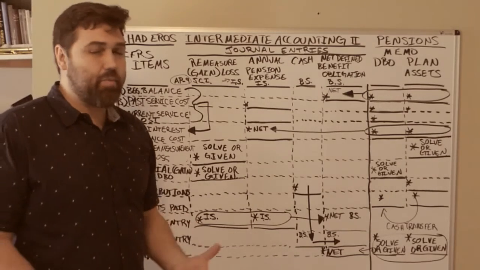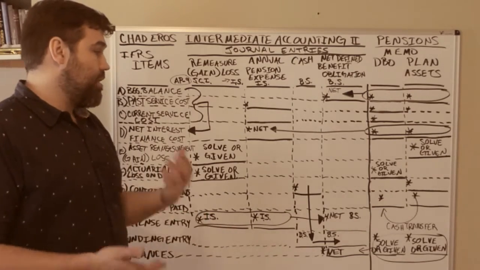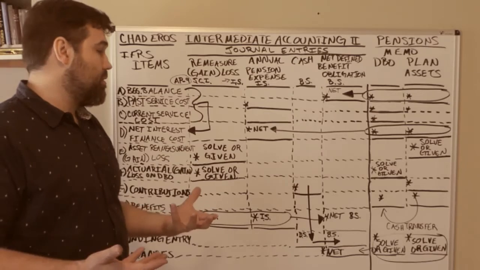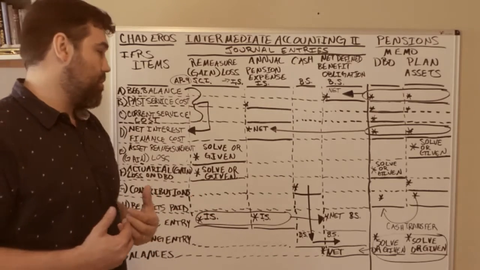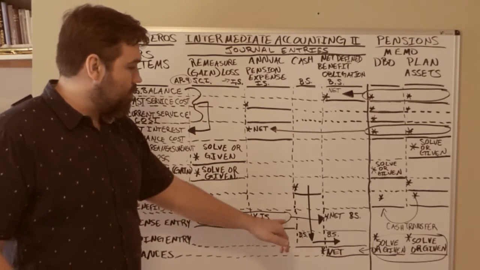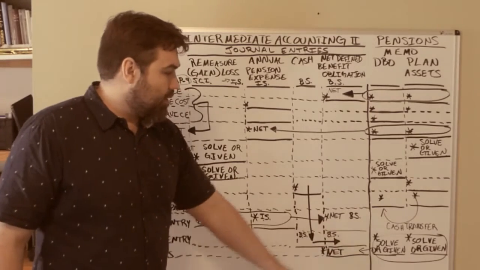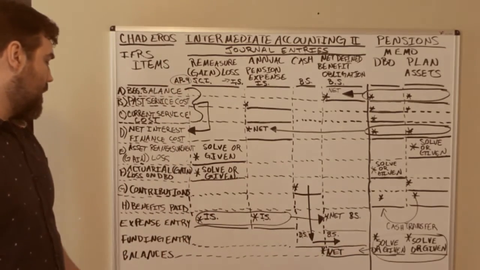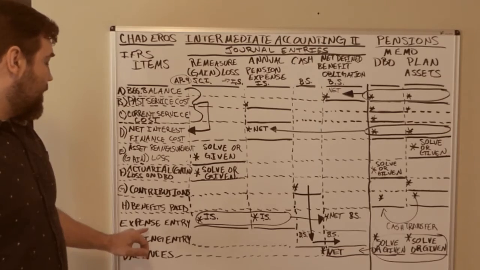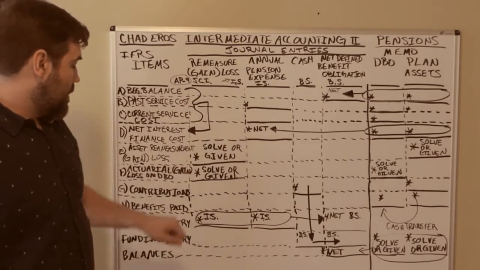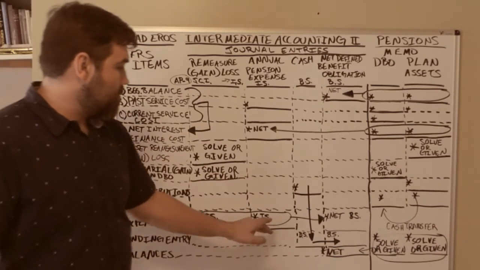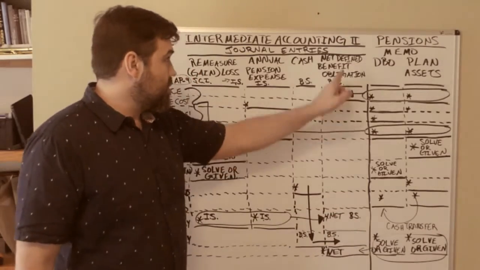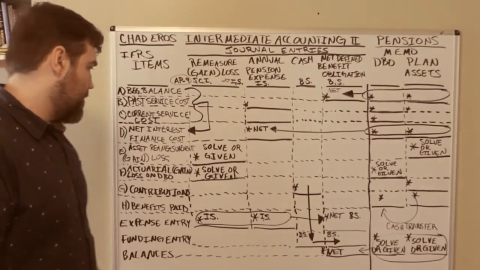So remember, I keep saying over and over, how do you fundamentally change your balance sheet? You use your income statement to change your balance sheet. So these two income statement items change your balance sheet. Okay, so that's your expense entry. Sum these two columns, add them together, changes your balance sheet, changes your net defined benefit obligation.